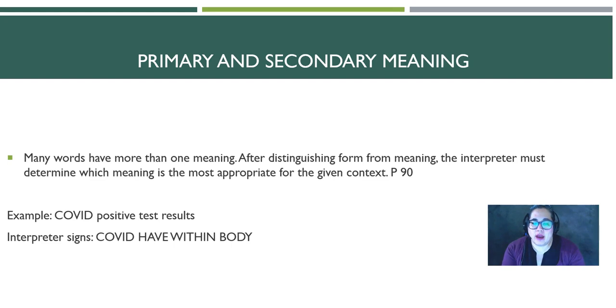So, your responsibility is not to change the meaning of the message. Your responsibility is also to determine which meaning is the most appropriate for a given context. And I put an example that's very familiar to us now, the sentence of any given press conference. The example spoken is COVID positive test results. And the interpreter chooses to interpret that to COVID, be it fingerspelled or signed, have in body.